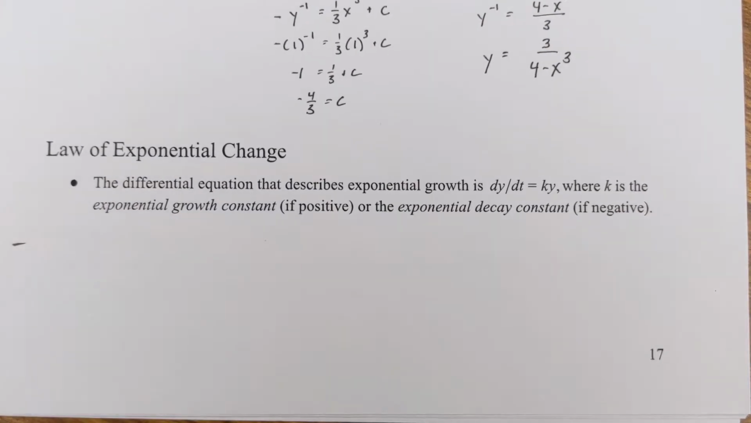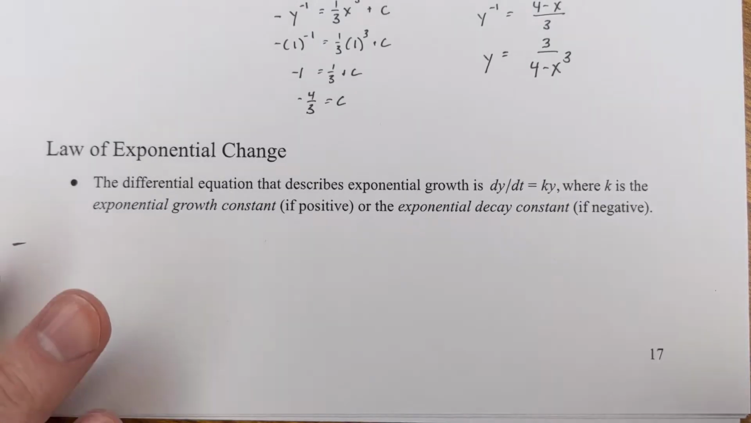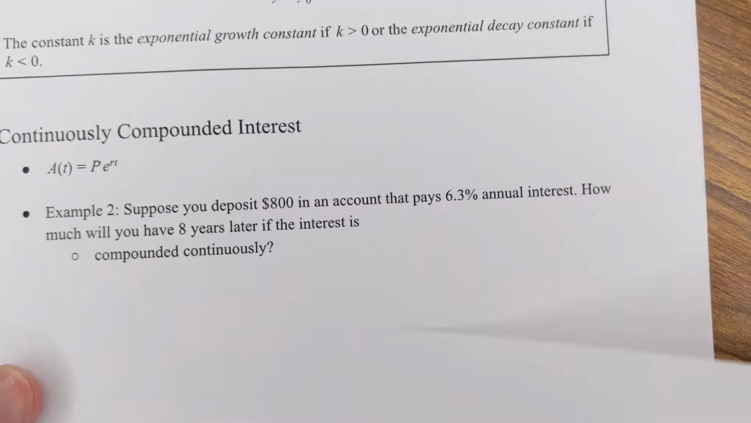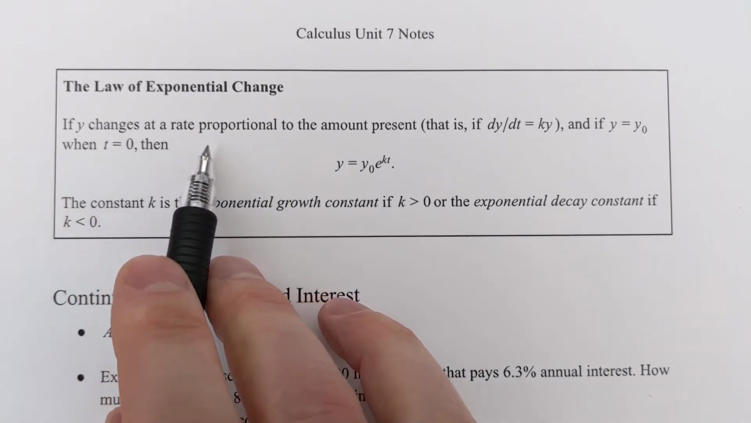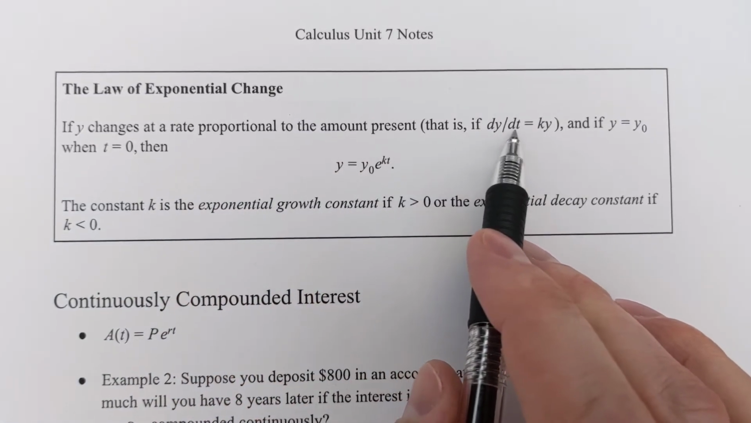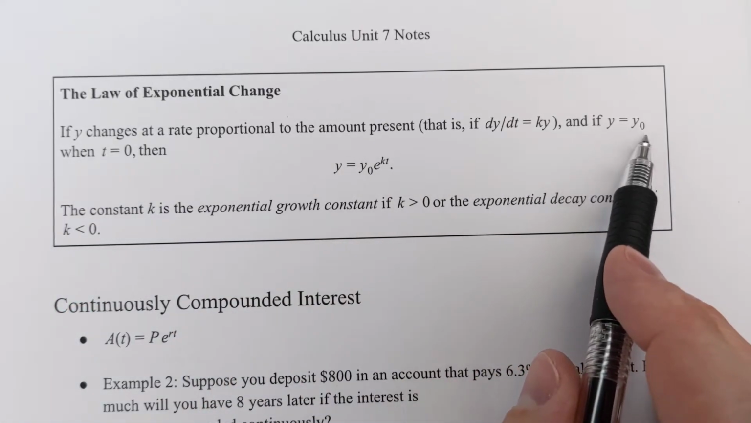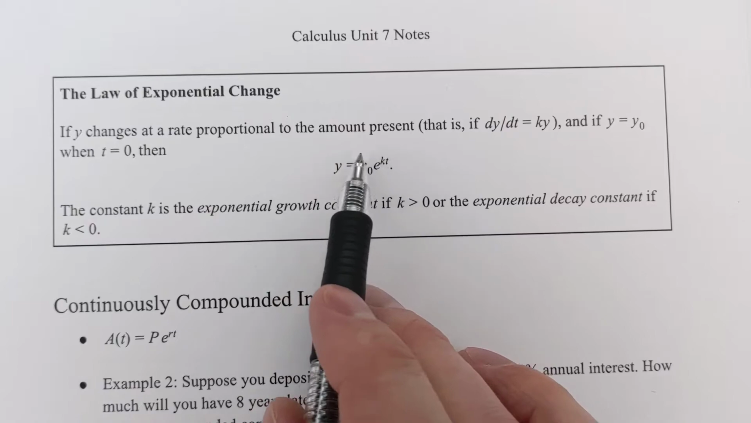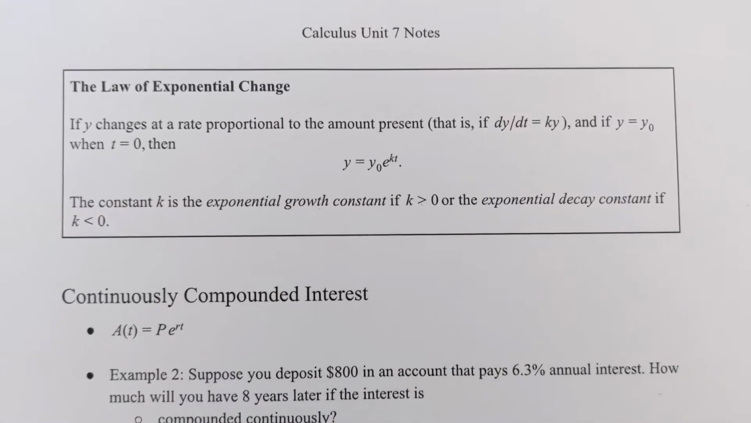That's what the equation for y is. All right, law of exponential change. The differential equation describes exponential growth as dy/dt equals ky. We're talking in terms of time, where k is the exponential growth factor if it's a positive number, or the exponential decay factor if it's a negative number. So here's our formula for the law of exponential change. If y changes at a rate proportional to the amount present, meaning the derivative is some multiple k of y, and if y equals y0 when t is 0, where y0 is our starting amount, then this equation is the exponential form. Growth if k is more than 0, decay if k is less than 0.